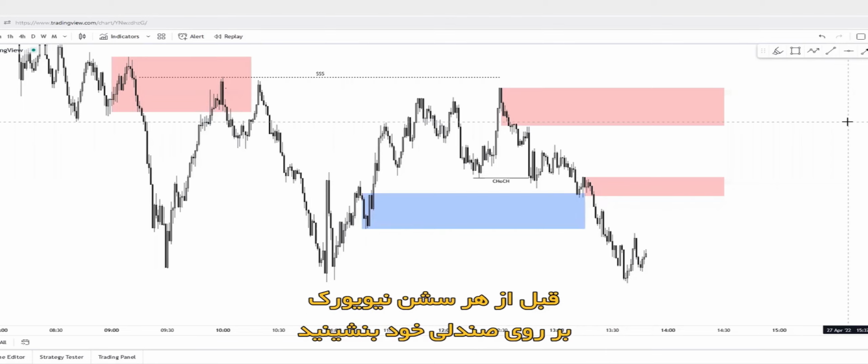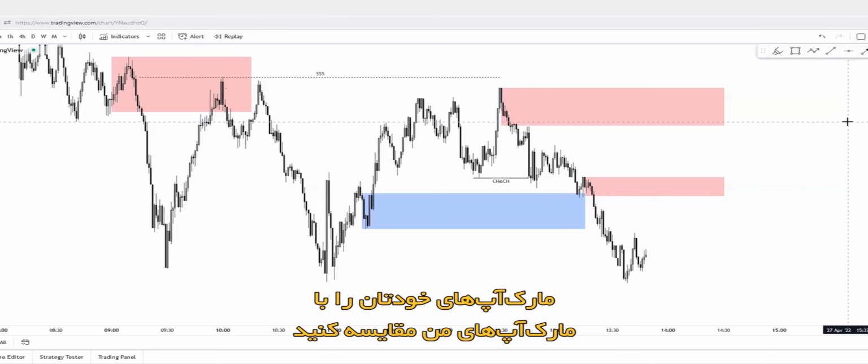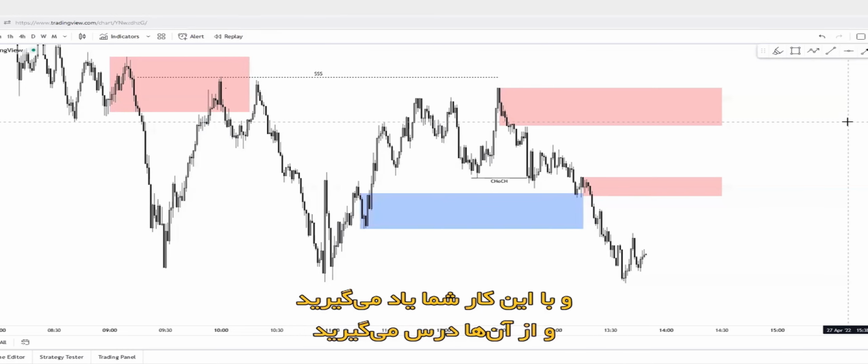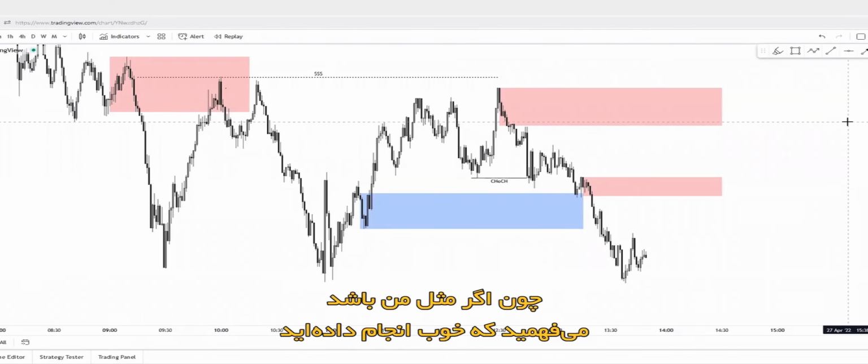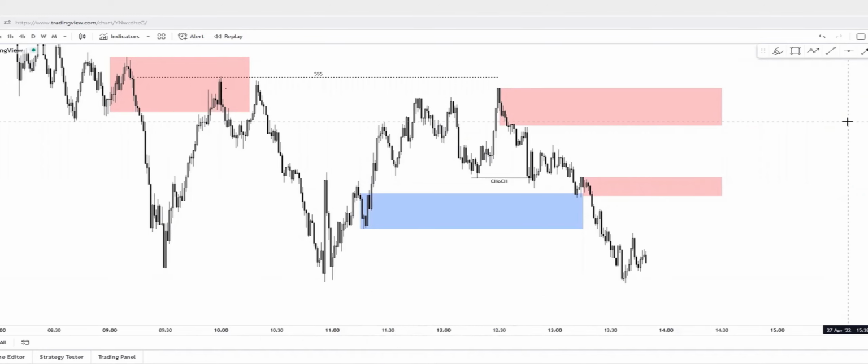And that's why I really, really recommend you to actually do the same thing as I do. Just before every single New York session, sit down in your chair, take a look at your monitor or laptop, I don't know what you're trading on, or mobile phone, and do the same analysis as I do. Don't rely on my markups. Compare your own markups with my markups. And if you compare your markups with my markups, you will learn from them. Because if you have the same markup as me, then you'll know that you're doing something great.